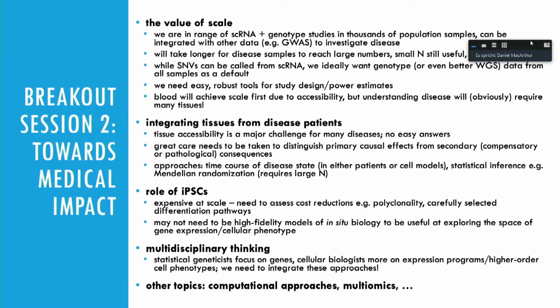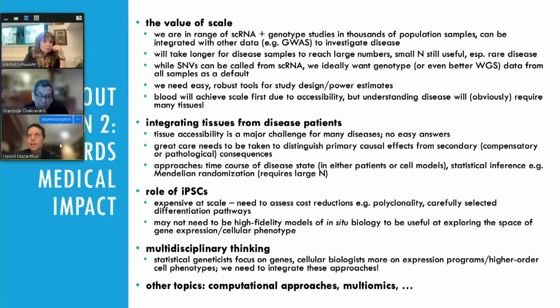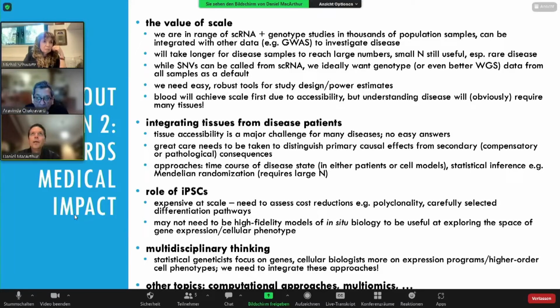One of the major themes from the session was about the value of scale. We discussed the fact that at the moment there are ongoing studies with single-cell RNA and genotypes of various forms in the high hundreds, reaching up into the thousands of population samples. These data, although they don't necessarily directly involve disease patients, can be integrated with data like GWAS to investigate the mechanisms of disease. It will take longer for samples from diseased patients to reach large numbers, but of course the small sample sizes currently available are still extremely useful for understanding mechanism, especially in the context of rare disease with variants with very large effects.